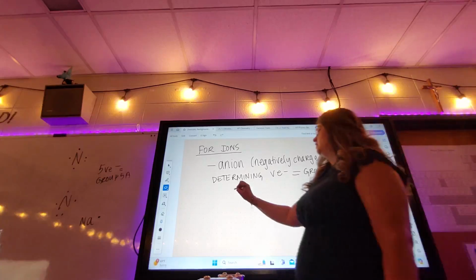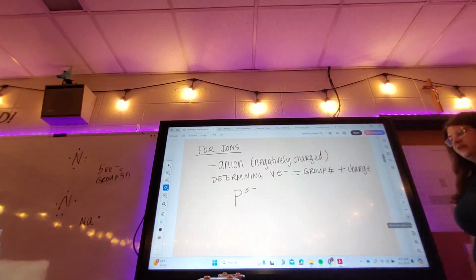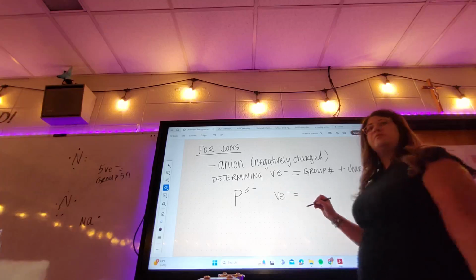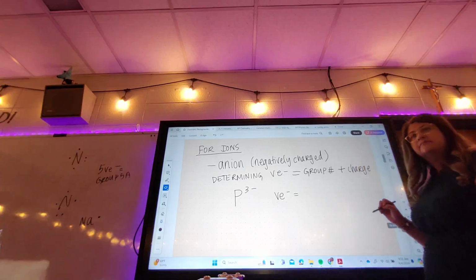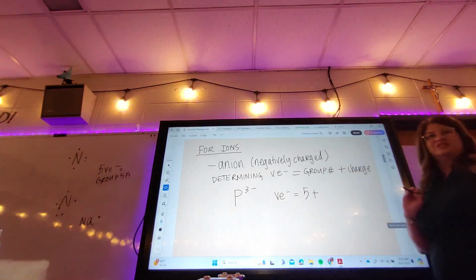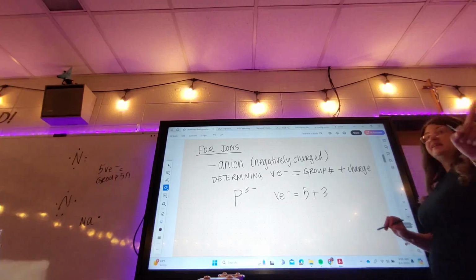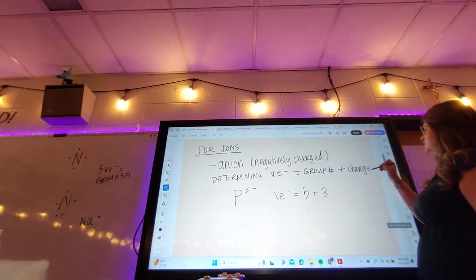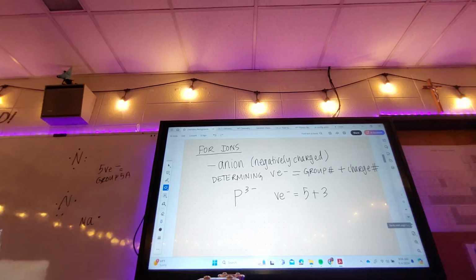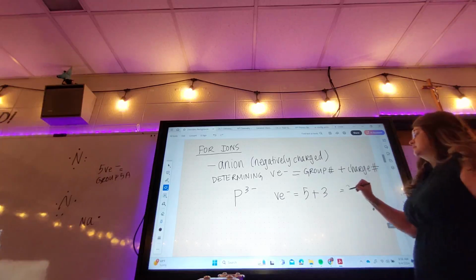Okay, so for example, what if you have phosphorus but it's 3 minus? We need to figure out the number of dots or valence electrons. What's your group number for phosphorus? 5. And then what is the charge? 3 minus, but I'm just going to write the charge number. Don't add the sign as well. So 5 plus 3 is 8.